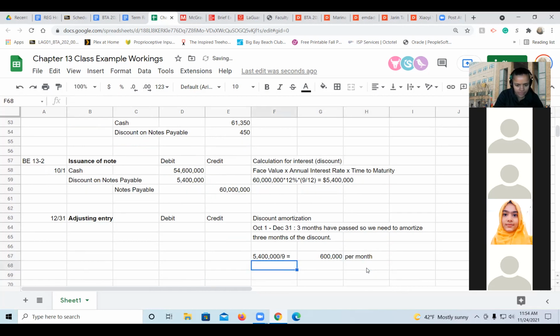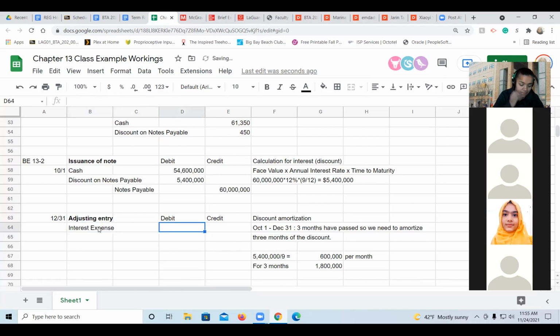And then obviously for 3 months, so 1.8 million, right? So that's what we're going to recognize now. That's what's been amortized. Again, you can do this a different way. You can do the 60 million times 12% times 3/12 if you want to, but that's just reinventing the wheel, or whatever works for you. It doesn't matter as long as we get to the same answer. Whatever you think is the better option is fine by me.